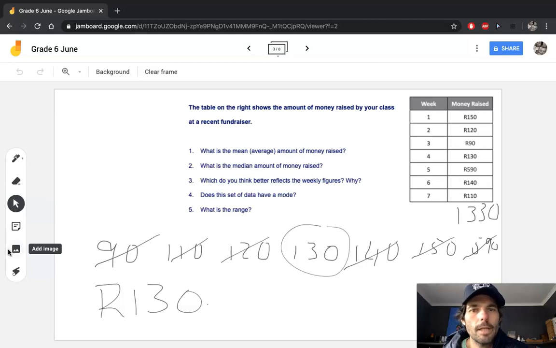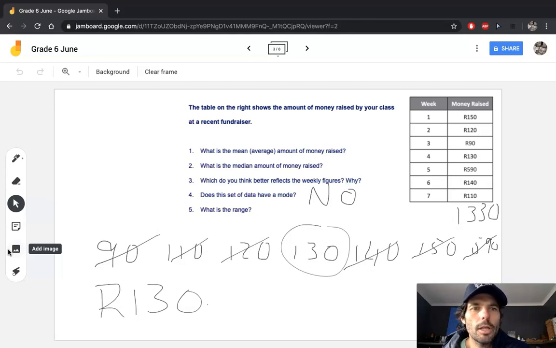Does this set of data have a mode? And if you have a look, are there any repeated values? No, there are not. So therefore, question 4's answer would be no, there's no mode because there's no repeated data entry. Okay, all the numbers are different.